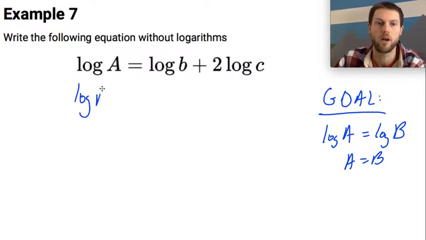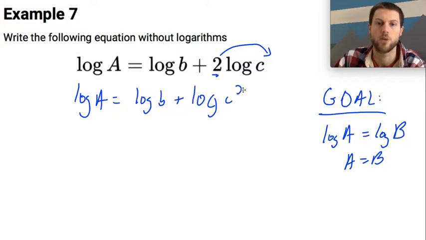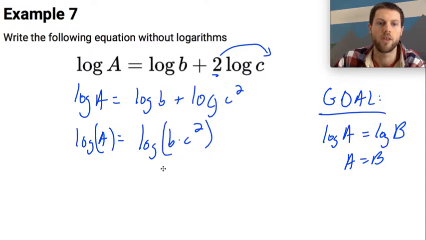So over here I've got the log of a equals, I've got a power property here, and I've got a multiplication or a product property. So let's move that 2 over first. So this would be log of b plus log of c squared. I can combine these two now with the product property. So this is log of b times c squared. And now that I have the log of one thing equals the log of one thing, I can drop the logs and say a must equal bc squared.